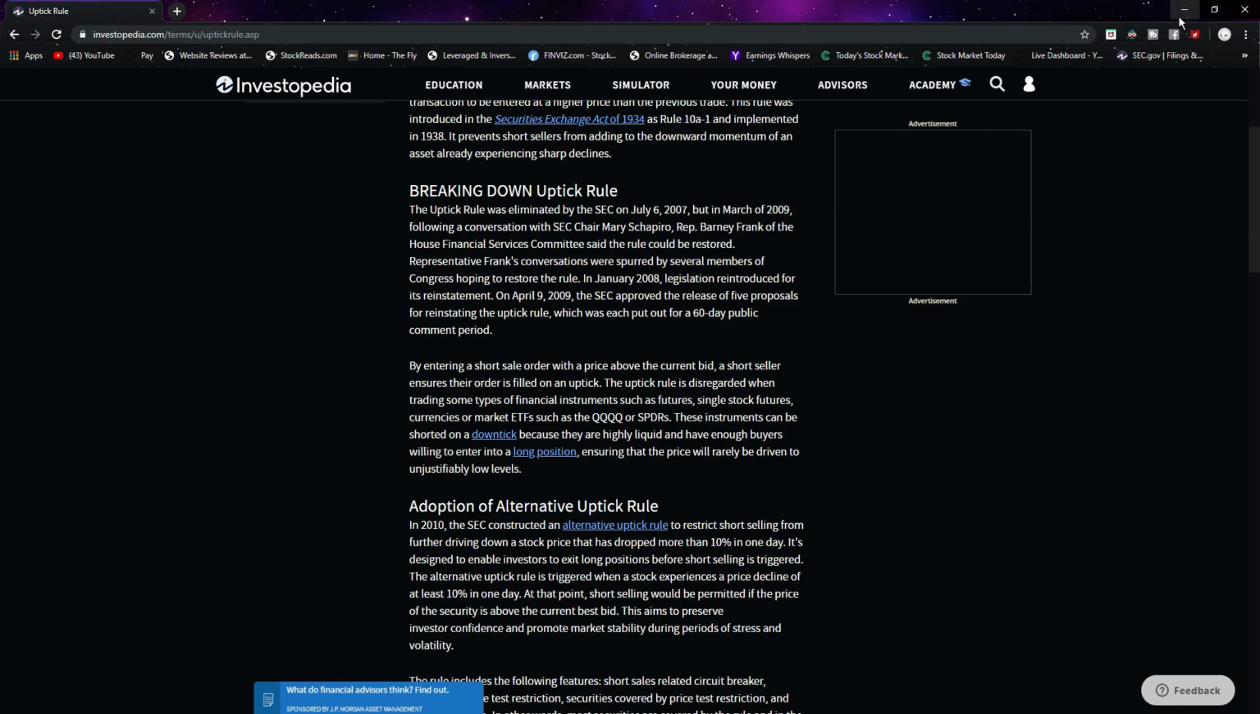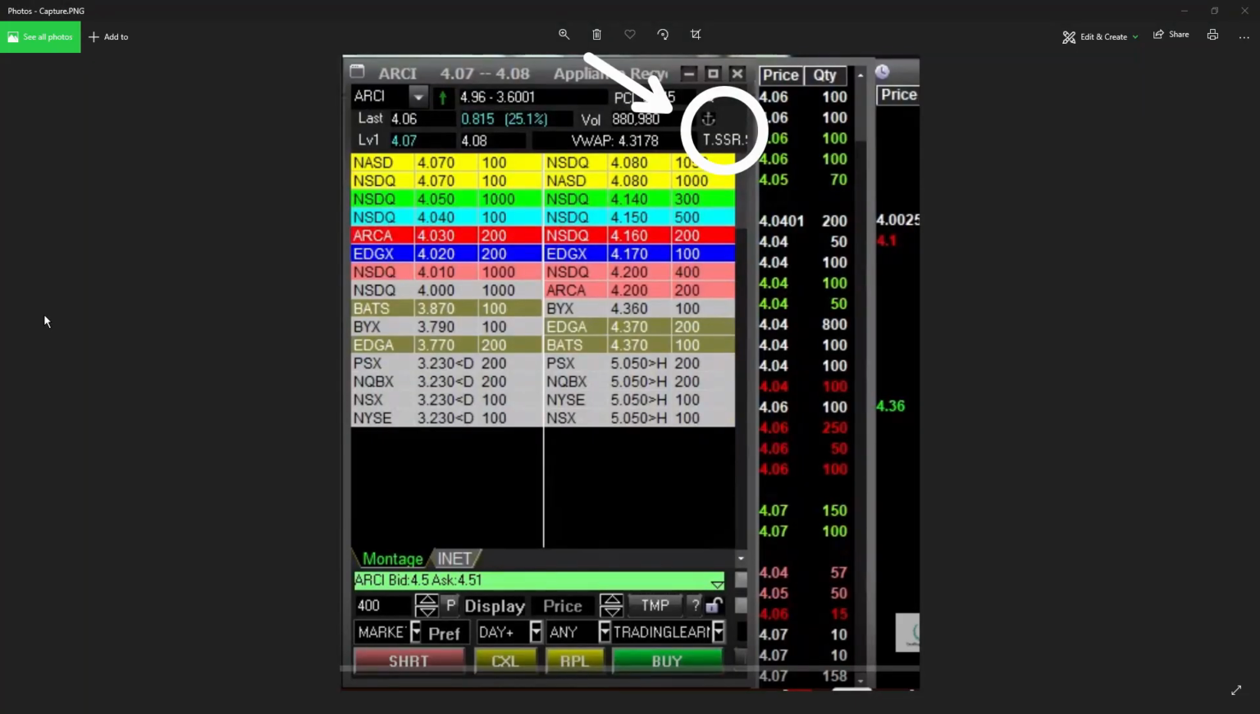For this one, I wanted to break down the definition of SSR and the importance of knowing about it and keeping an eye out for when it's active and when it's not on level 2, especially with low float stocks. If you're messing around with a lot of low float stocks, you have to know about SSR.